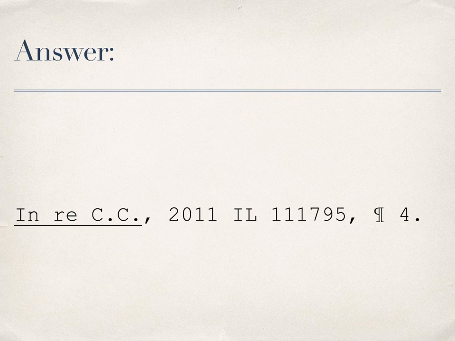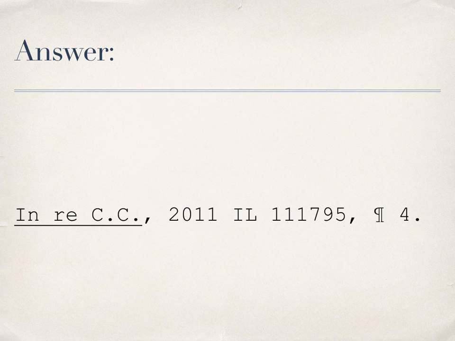And here's your answer. Our case name is now going to be In re C.C. Yes, there were additional names to this case, but remember, we only keep the first listed party. So In re C.C. is our case name, separated off by a comma, space, 2011 for the year, space, IL, space, 111795. That's the docket number. Put a comma in, a space, the paragraph symbol, a space, 4, and then a period.